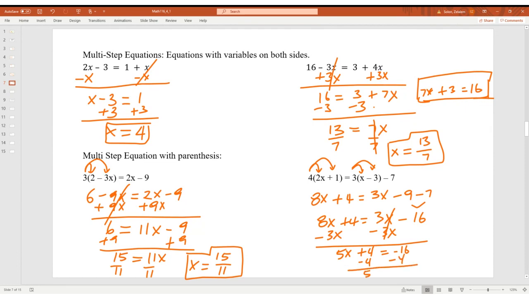5x equals negative 16 minus 4 is negative 20. So let me move this here. 5x equals negative 20. So I have to undo multiplication. You have to divide by 5. So x equals negative 4. 20 divided by 5 is 4. Negative divided by positive is negative. Okay, that's the correct answer.